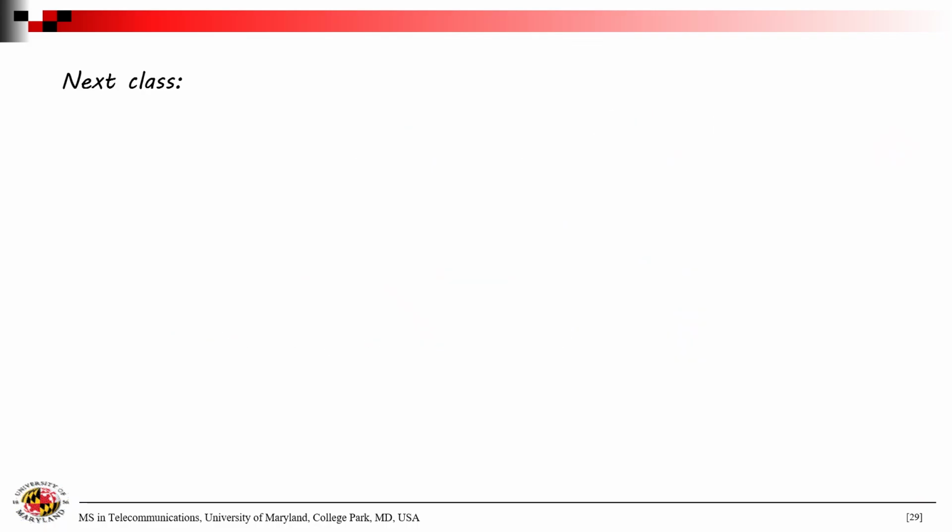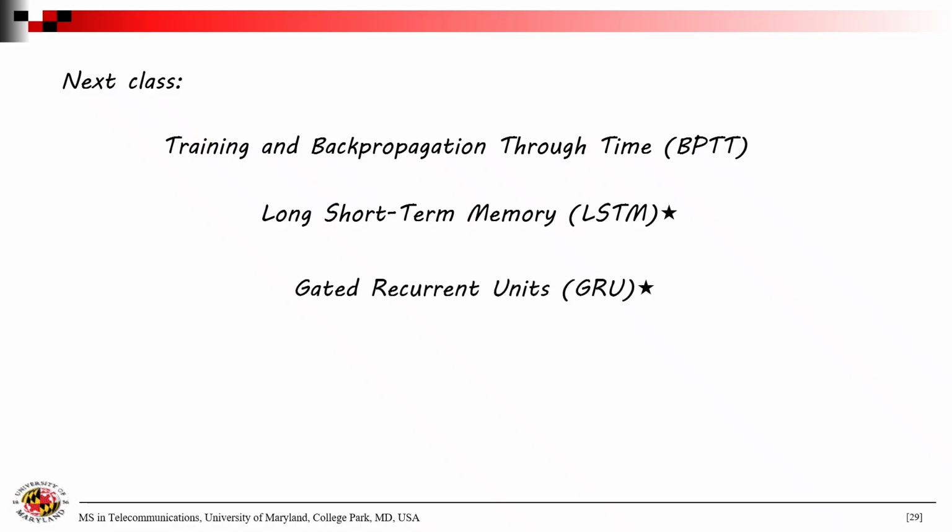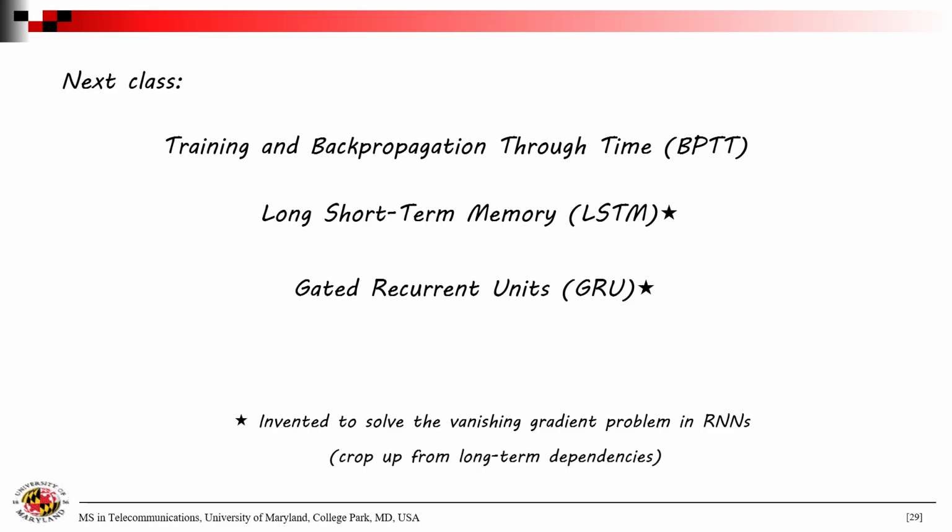Now, what we're going to see in our next class is training and backpropagation through time, BPTT. And we're also going to discuss the problems that crop up and how LSTM and also GRUs can help us prevent or mitigate these problems. These were invented to solve the vanishing gradient problem in RNNs, which is associated with long-term dependencies, and the exploding gradient problem, which can also be understood in terms of stability of a system's dynamics, again, from the engineering perspective.